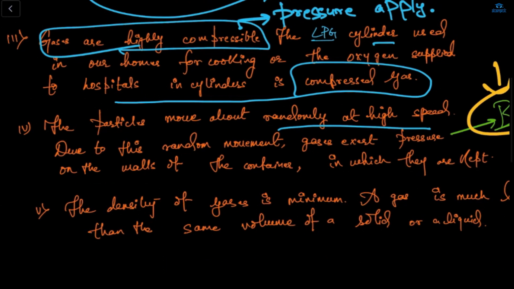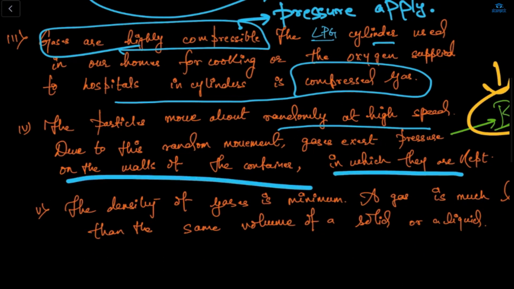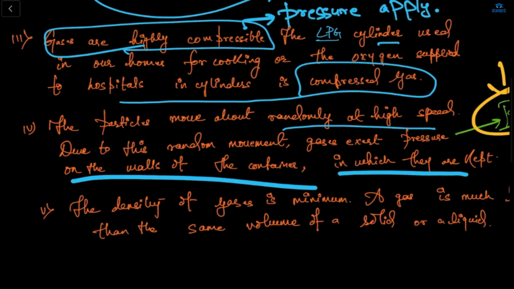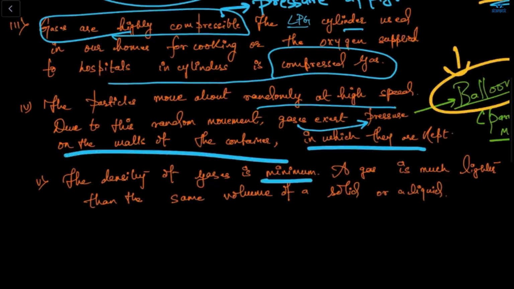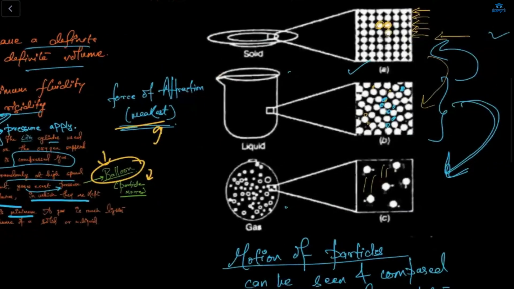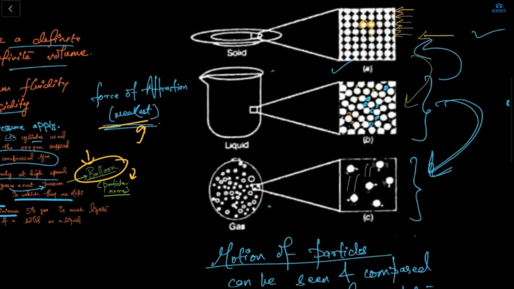The particles move about randomly at a high speed because they have lots of space between them. And due to this random movement, gases exert pressure on the walls of the container in which they are kept. Example, a cylinder or any other tank. The density also is minimum, and gas is very much lighter as compared to solid or liquid, because they have lots of free space between them.